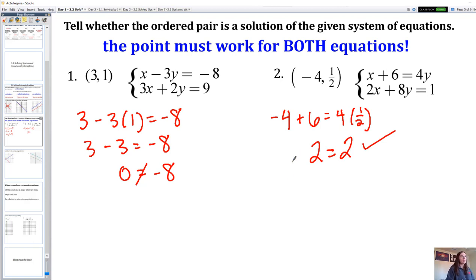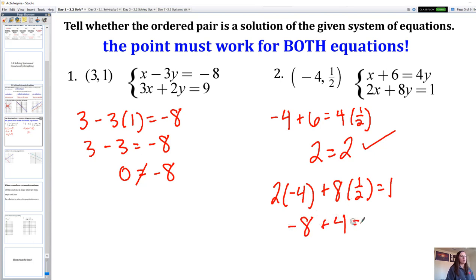Let's check the second one. 2 times negative 4 plus 8 times 1/2 equals 1. 2 times negative 4 is negative 8. 8 times 1/2 is 4 equal to 1. Negative 8 plus 4 is negative 4, which does not equal 1. So it worked for the first equation, but it did not work for the second one, so this is not a solution.